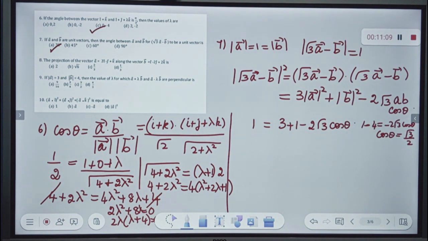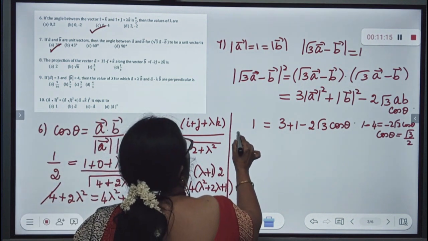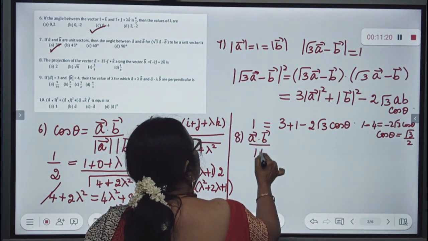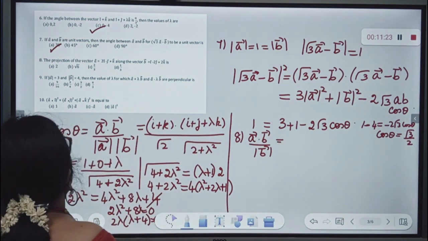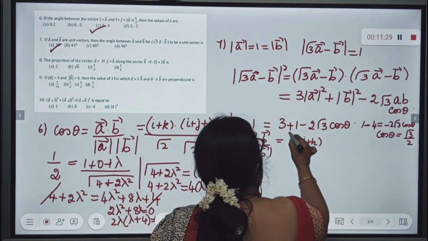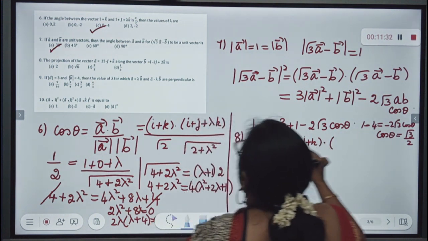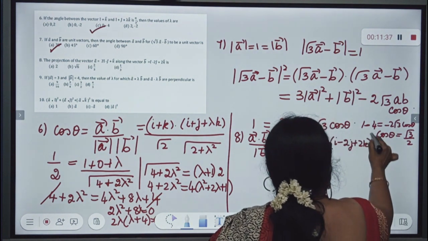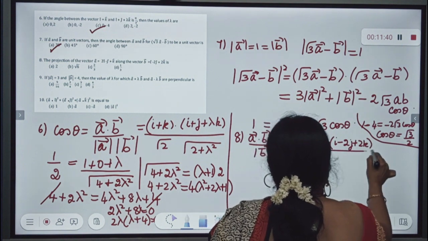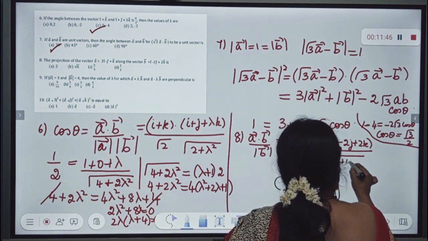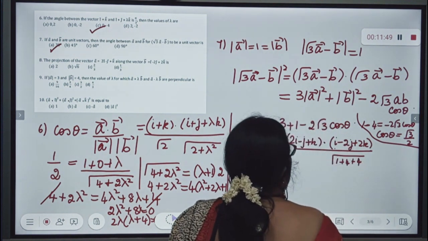Now what is the projection of one vector on another? That is the next concept, projection of one on another. So if you look at 8th question, the projection of A on B is A dot B by modulus of B, which is 2i minus j plus k dot, what is B vector? I minus 2j plus 2k divided by root of 1 plus 4 plus 4.